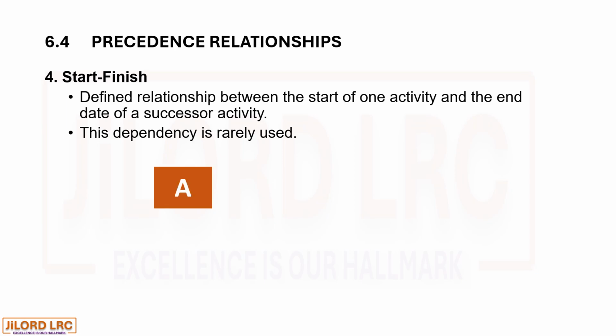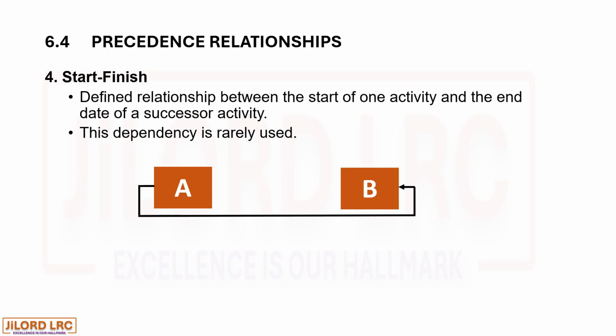So we consider activity A and activity B. The relationship is such that the start of activity A will lead to the finish of activity B, and that is referred to as the start to finish activity. Activity B finishes at the start of activity A.